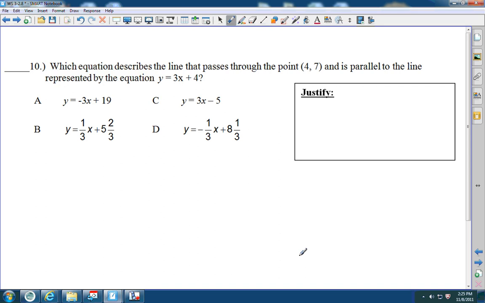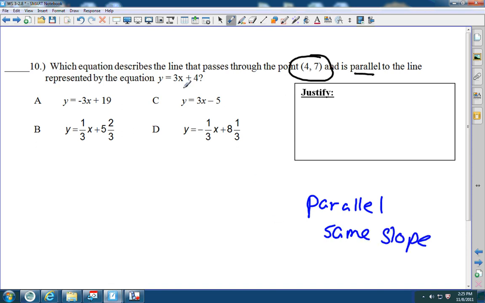Here's the next one. Pause the video and see if you can figure out what the equation is. Okay, it says, which equation describes a line that passes through the point (4, 7) and is parallel to the line? Well, what does it mean when two lines are parallel? When they are parallel, that means they have the same slope. Well, the slope is 3, so I've got to start off with y equals 3x and then something. Well, that says 1/3 x, not that. 1/3, nope. Oh, -3. Oh, look, there's only one answer left.